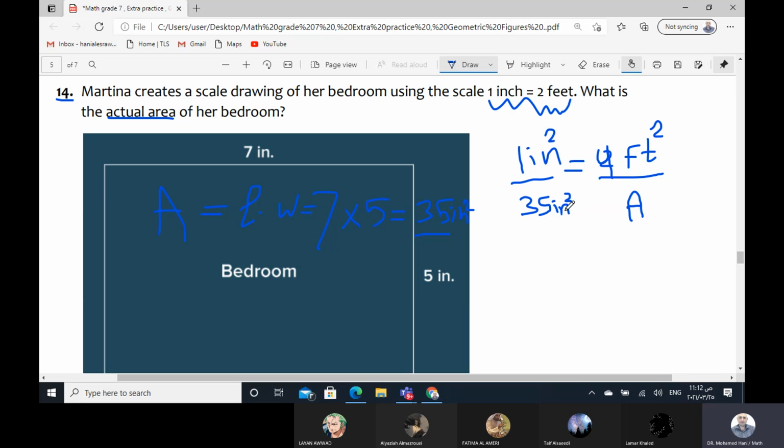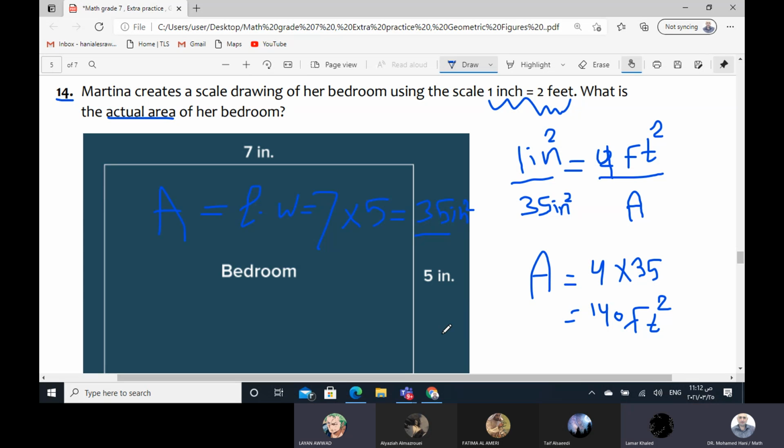So now we can use a cross product. 1 times A equals 4 times 35 equals 140 feet squared. Who has any question here?